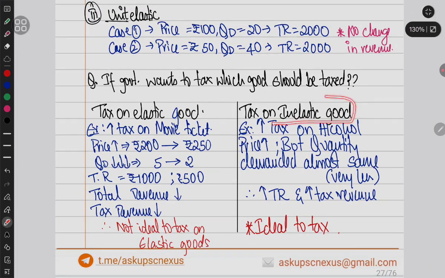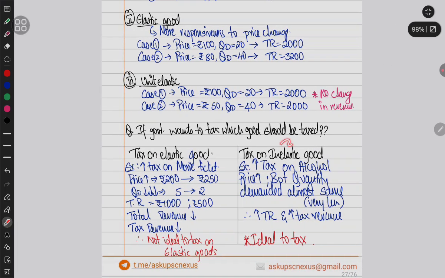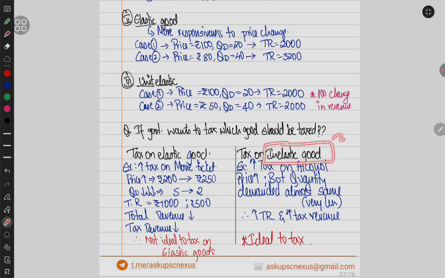And another is inelastic goods. So suppose the government increased the tax on alcohol, still people buy it because it is an addictive thing. Therefore demand will not change, it will be almost the same. Therefore total revenue also gets increased, tax revenue also increased. Therefore government always chooses to tax inelastic goods, those which have less response to change in price.